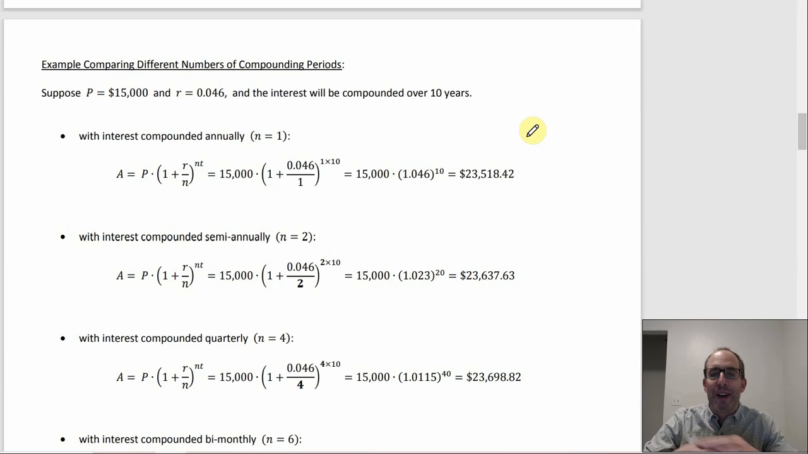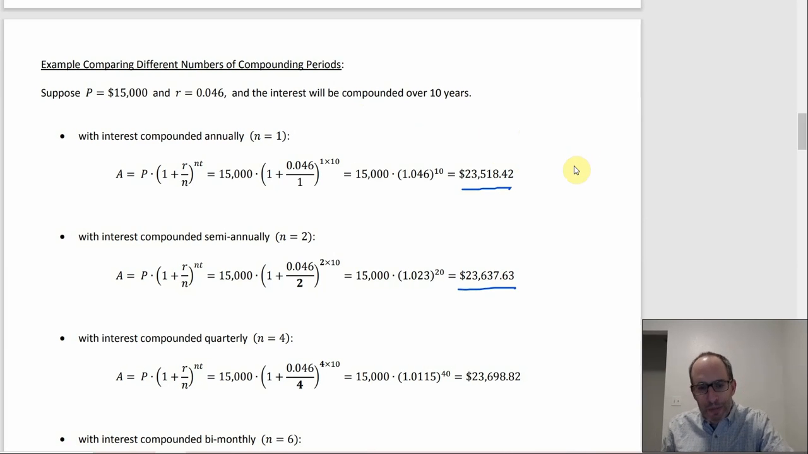So let's see. I just took the same numbers. Like if P was $15,000, same interest rate of 4.6% and compounded over 10 years. So if you did it annually, where then N would be 1, you end up with 23,518. But then look at the jump just from annually to semi-annually, right? You go from here to here, twice a year instead of once a year, you get over an extra $100 just from that.